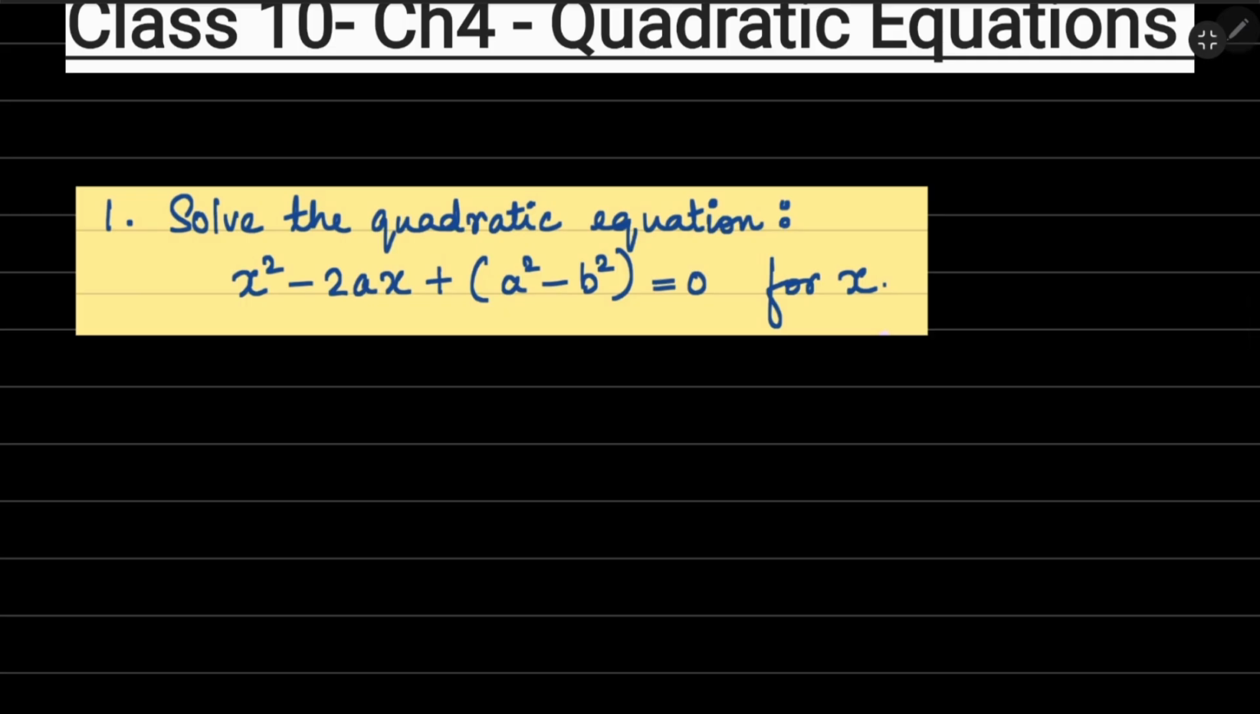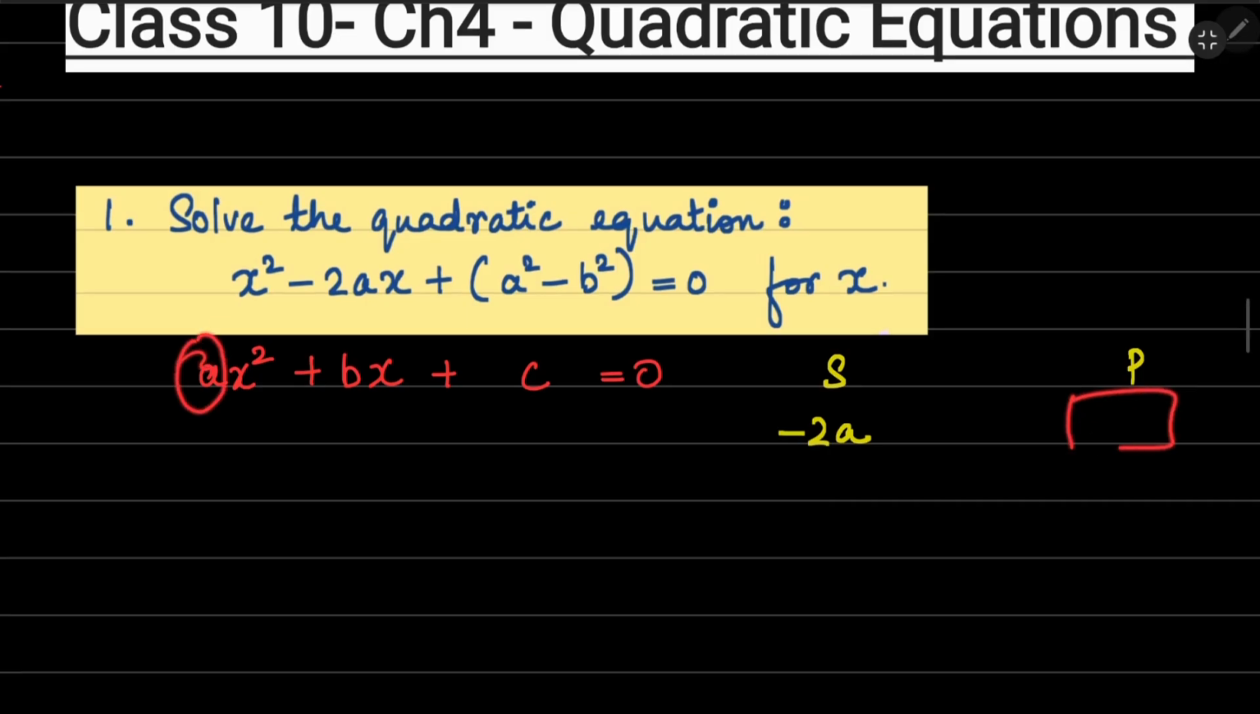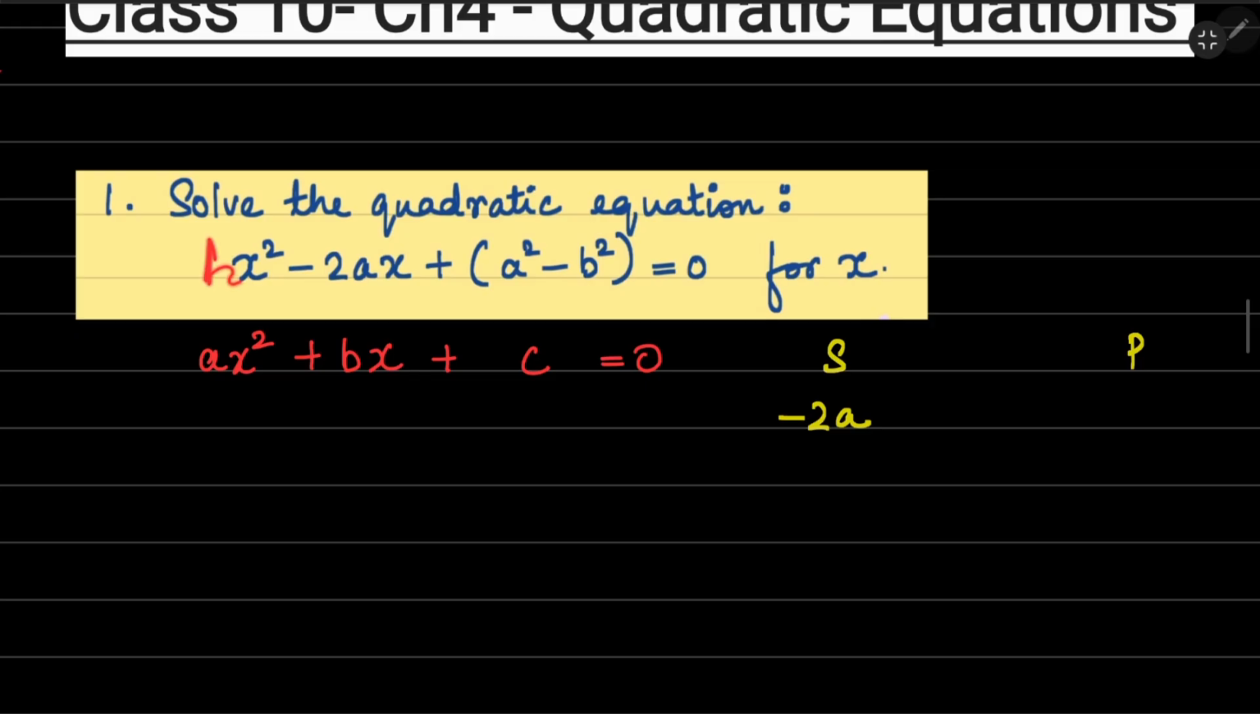Here you have to take two values: one is the sum and one is the product. The sum is always the coefficient of x, which is minus 2a in our case, and the product is nothing but the c term. You always compare it with the standard quadratic equation, ax square plus bx plus c equal to 0. On comparing, the product value would be a multiplied by c. Here a is 1, multiplied by c, which is a square minus b square.